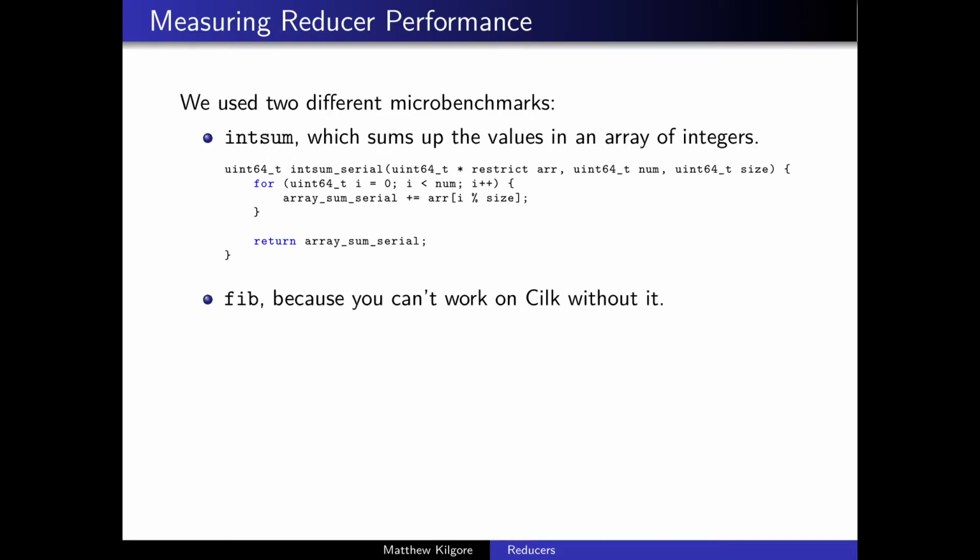And the second one is fib, because we really can't do a talk on Cilk without using fib. And the serial version is exactly the fib we know, except instead of returning the value, we're accumulating it into a global variable.